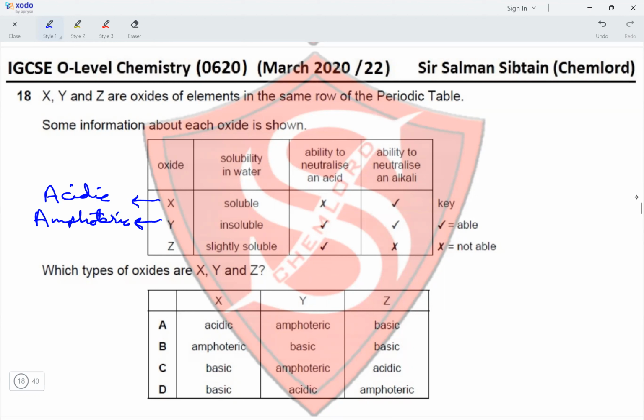And Z is slightly soluble in water, but it cannot neutralize an acid. Oh, it can neutralize an acid, but cannot neutralize a base. So since it can neutralize an acid, it is basic in nature. Therefore, the question asks, what type of oxides are X, Y, and Z? So X is acidic, Y is amphoteric, and Z is basic. So the row with all the correct types of oxide and their acid-base nature is represented by option A, making A the correct option for this question.